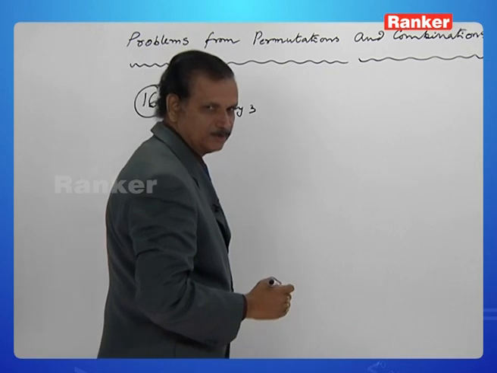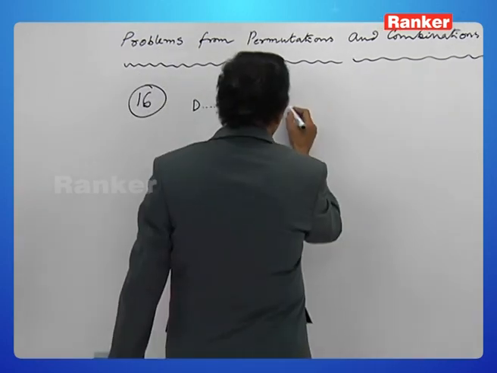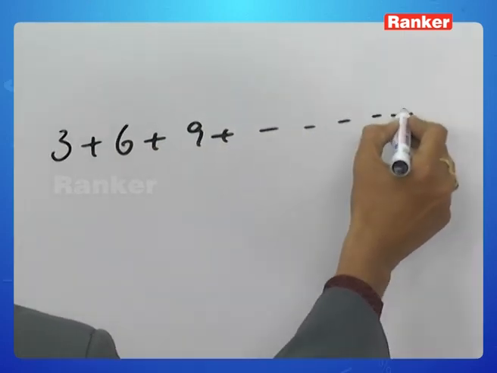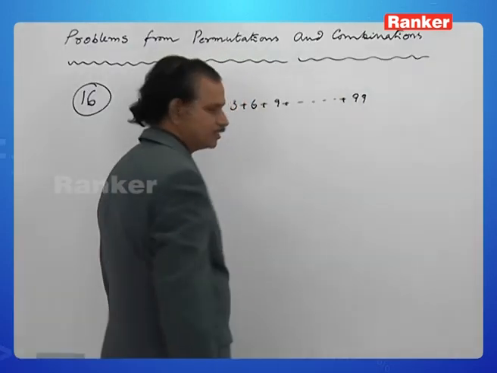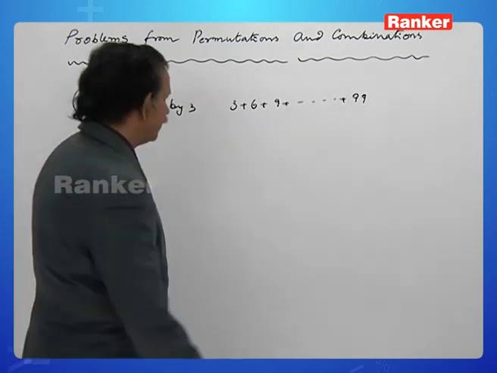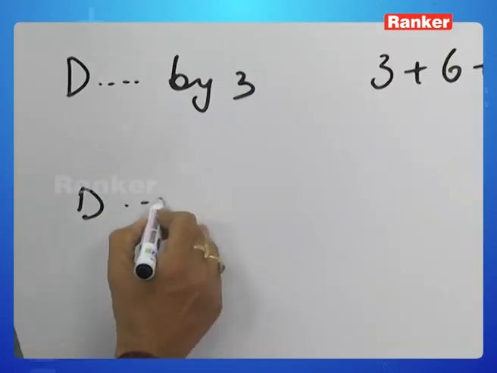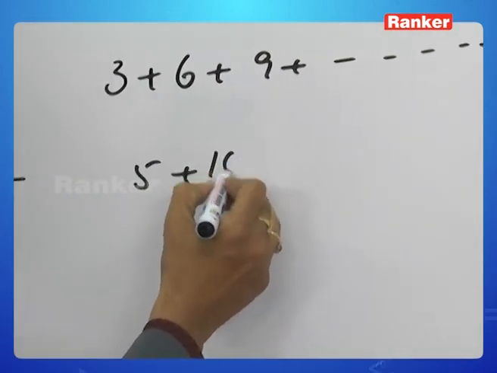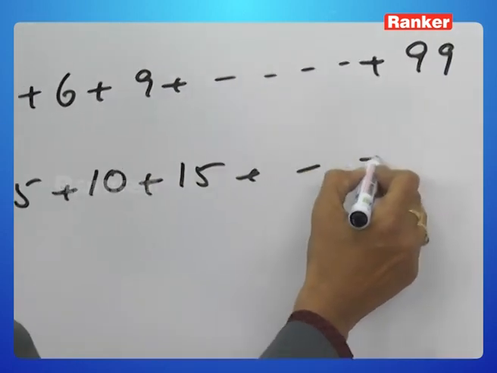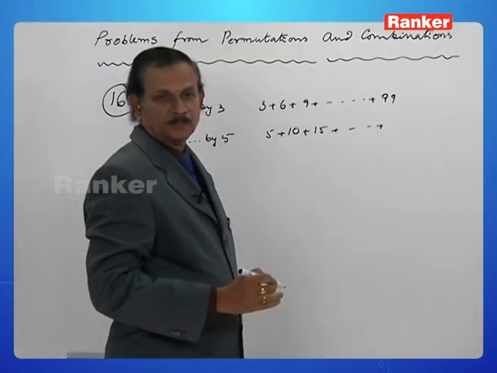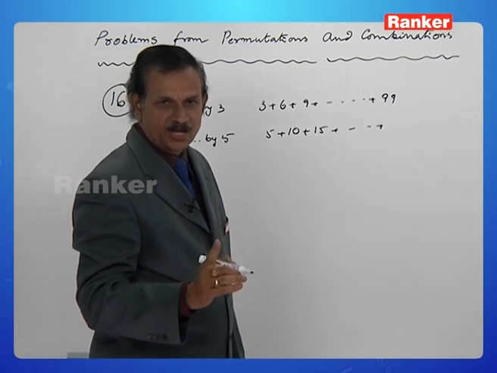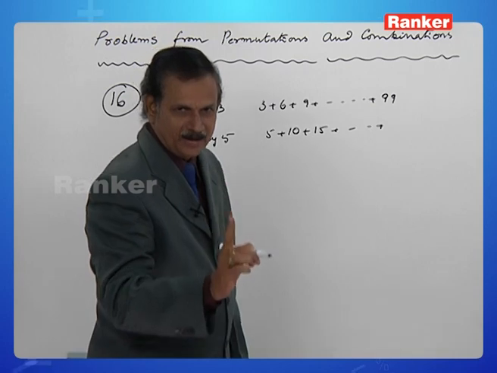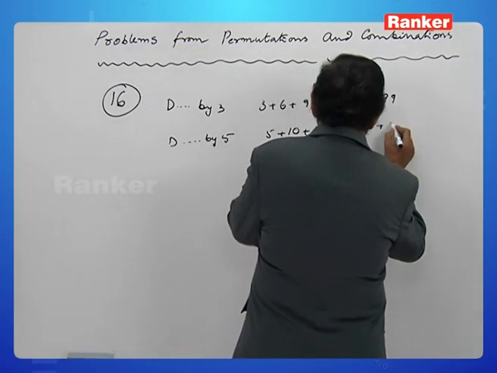How many are divisible by 3 from 1 to 100? 3 plus 6 plus 9 and so on, up to 99. Next, divisible by 5. 5 plus 10 plus 15 and so on, up to between 1 and 100, he is saying. Therefore, you are not supposed to take 100. You are supposed to take up to 95 only.